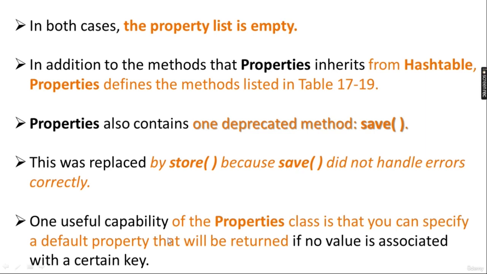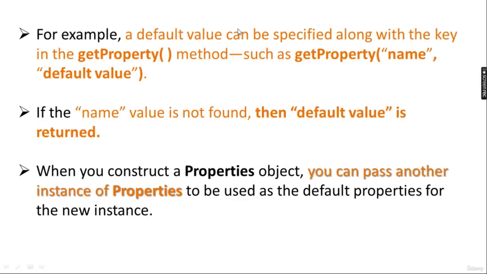One useful capability of Properties is that you can specify a default property that will be returned if no value is associated with a certain key. Okay, so in the key value pair, if there is no value associated with that key, it will give the default value or default property. The default value can be specified along with the key in the getProperty method, such as getProperty(name, defaultValue). If the name is not found, it will return the default value. When you construct a Properties object, you can pass another instance of Properties to be used as the default properties for the new instance.